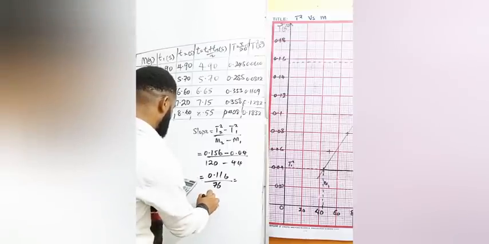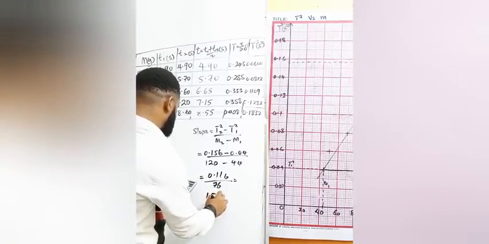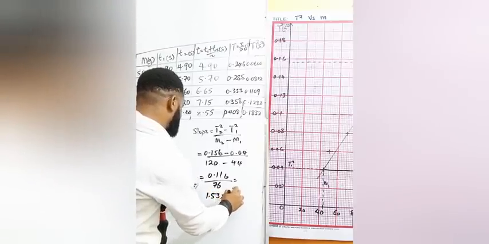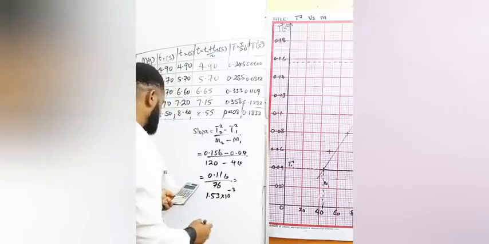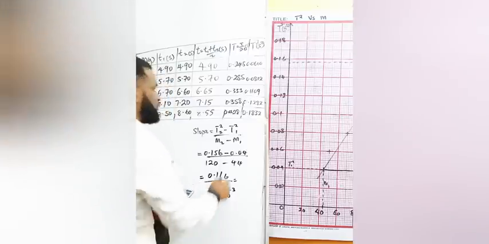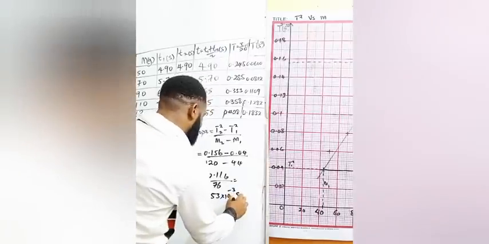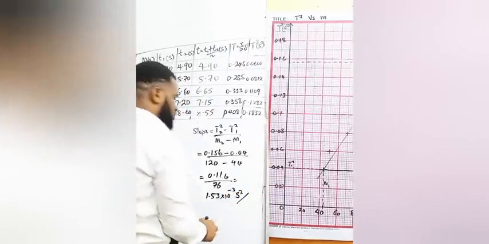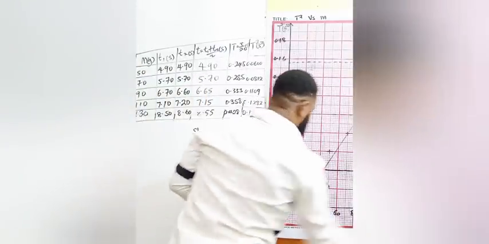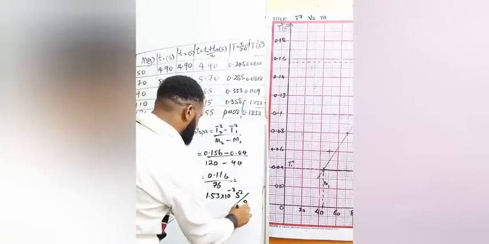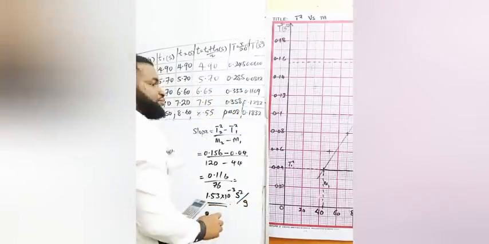I'm having 1.53 times 10 raised to the power minus 3. So the vertical axis is going to be T squared. The horizontal axis is measured in what? Grams. This is my slope.